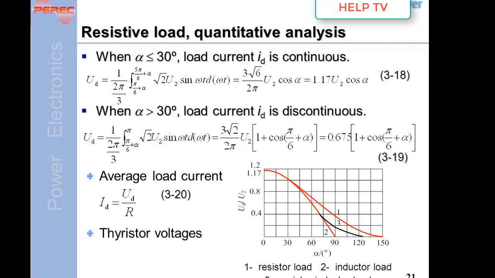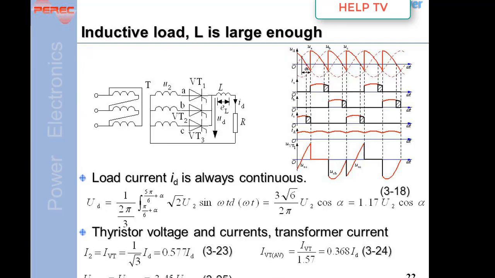Resistor-inductor load. Inductive load, L is large enough. Load current i_d is always continuous. Thyristor voltages and currents, transformer current. Equations 3-18, 3-23, 3-24, 3-25.